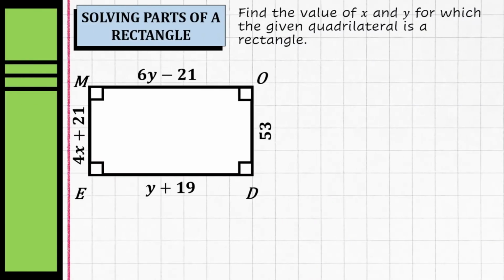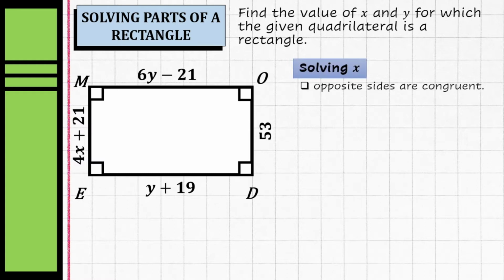Okay, let's apply the properties of a rectangle by solving the parts of a rectangle. Now let's have this first example. We're given this rectangle and we're going to find the values of x and y. Let's start first with solving for the value of x. Looking at the figure, we can use the property of the rectangle wherein the opposite sides are congruent.